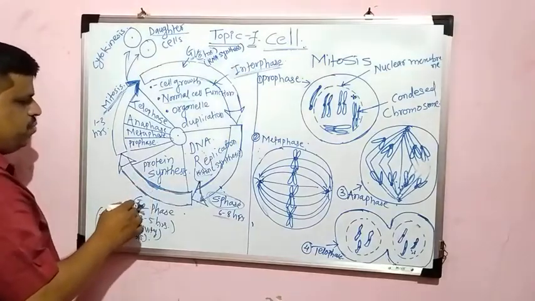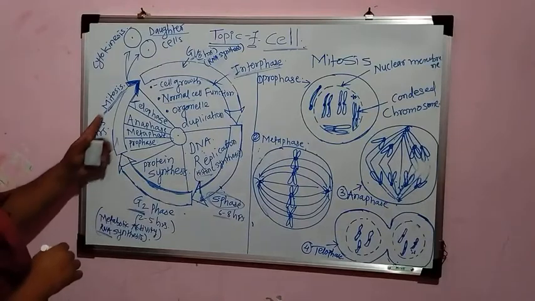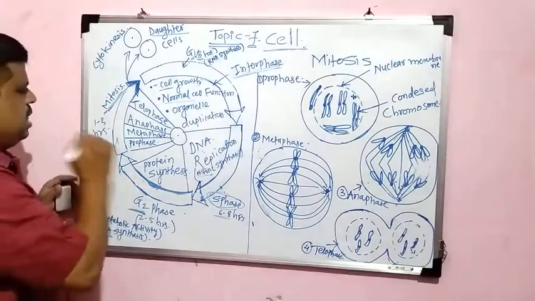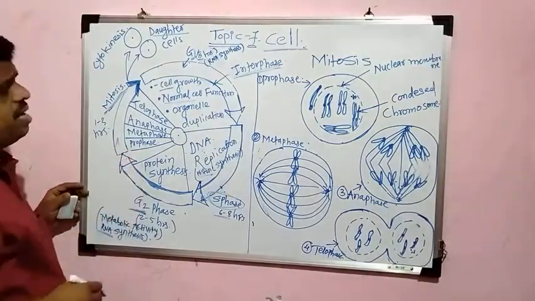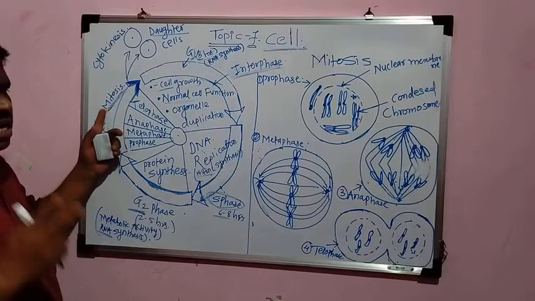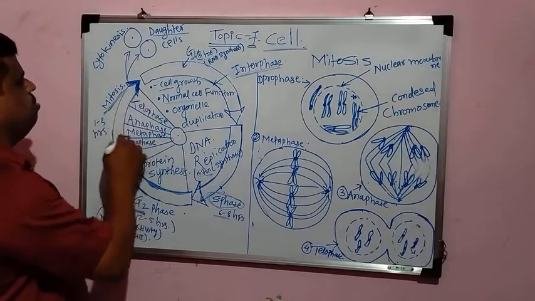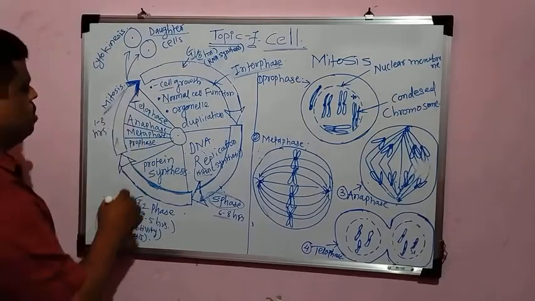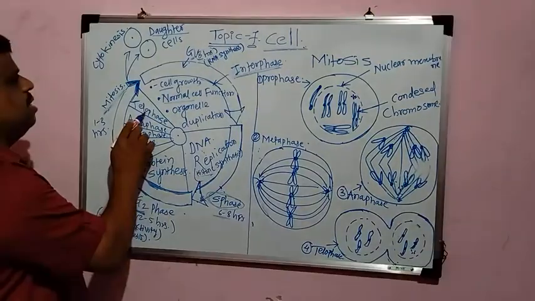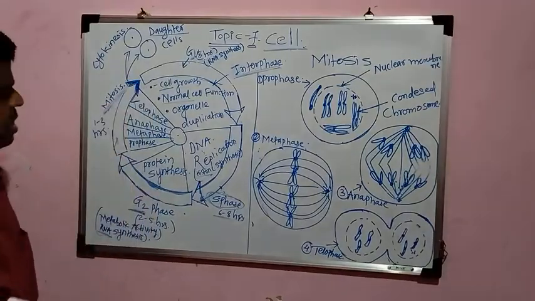Now just move towards the next one. After this G2 phase, cell enters into the actual cell division phase, that is mitotic cell division or meiotic cell division. In mitotic cell division, the cell divides into two daughter cells. Let us see the subphases of the mitosis. First one is prophase, second one is metaphase, third one is anaphase, and the fourth one is telophase.